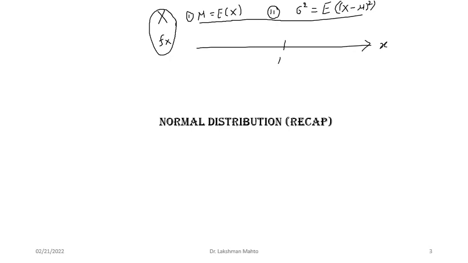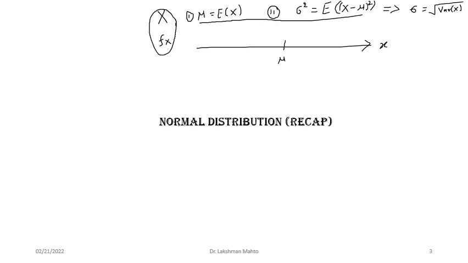So what would be mu? Mu is the central representation. That means it is the central point of all the possible values of x. And what is sigma? Sigma square is the variance, and sigma is the square root of the variance. So sigma and mu both have the same unit. Sigma is talking about the variability of the values of x.